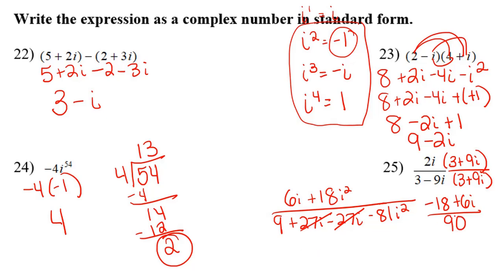And just wait a minute. I bet all these have a number in common. They definitely all have a 2. No, they definitely all have 3, though. Do they have a 6? 90 divided by 6? Oh, you're right. All of them have a 6 in there. So we're going to divide all of these terms by 6. I'm going to get -3 plus an i all over 90 divided by 6 is 18. Who would have thunk? That is the simplified version of number 25.